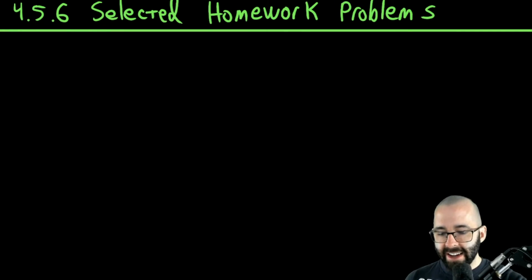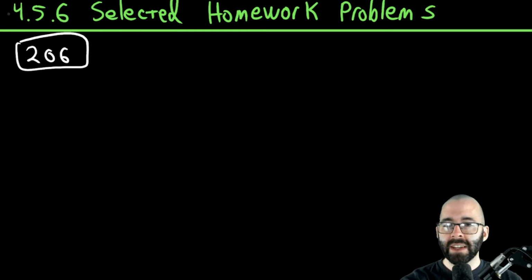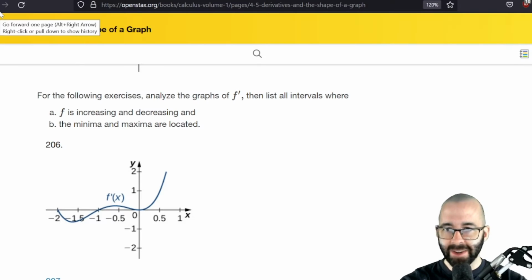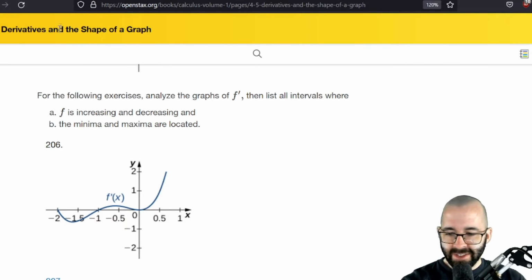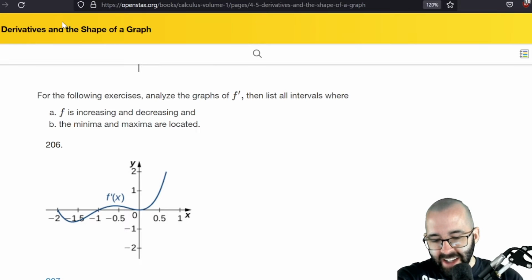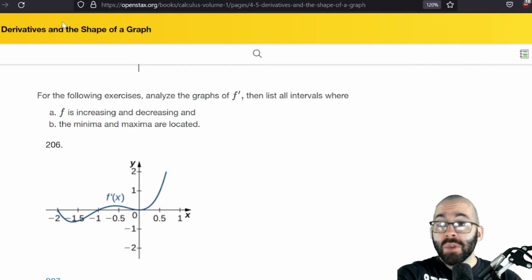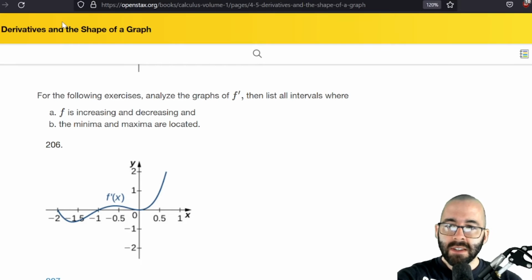This is a very catty section. We're going to start by doing number 206 from the textbook. Analyze the graphs of f prime. So notice this is the graph of f prime, not the graph of f. And list all intervals where the original function is increasing and decreasing, and the minima and maxima are located.